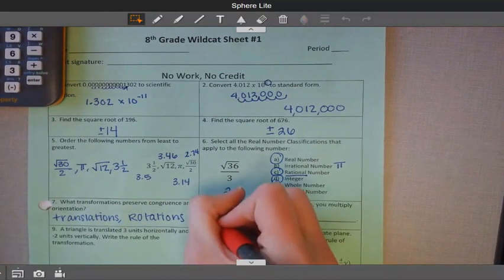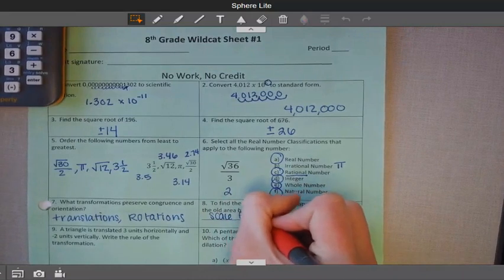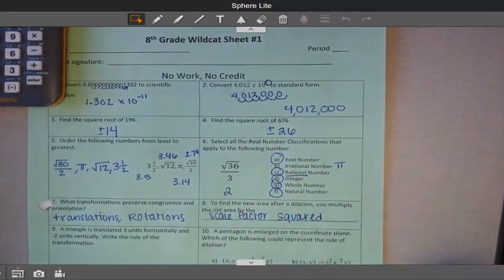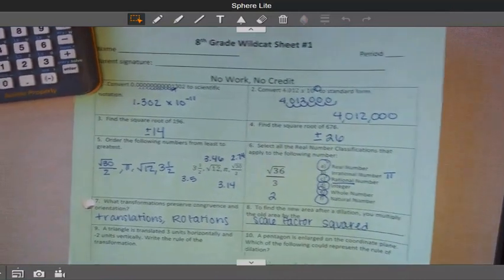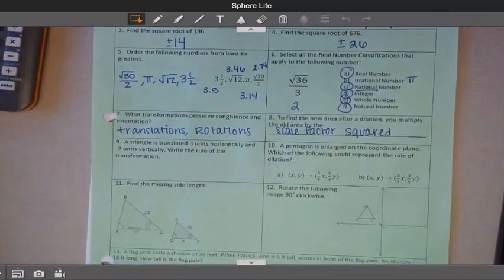Number 8, to find a new area after dilation, you must multiply the old area by the scale factor squared. Scale factor squared to go from the old area to the new area. Remember, area, our units are squared. Therefore, when we're finding the new area, we got to square our scale factor.